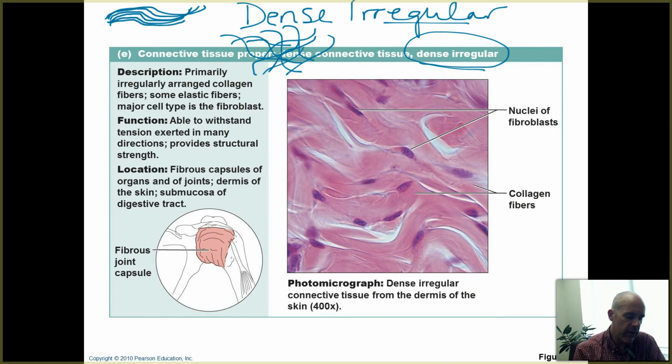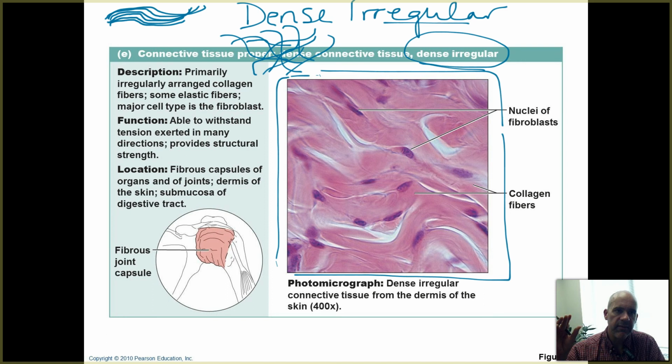All right, so this is actually an image from the dermis of your skin. That is a skin layer that's underneath the surface. Surface layer of the skin is called the epidermis. You've probably heard of that before. You go just below there and you're in the dermis part of the skin, which is actually a little thicker, and that is built from dense irregular connective tissue.